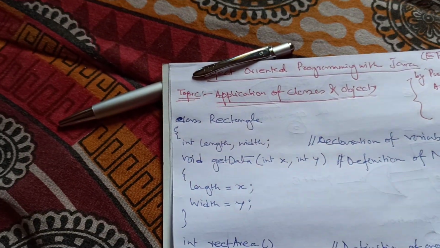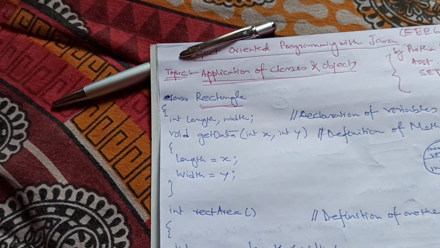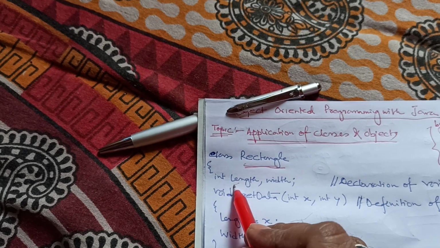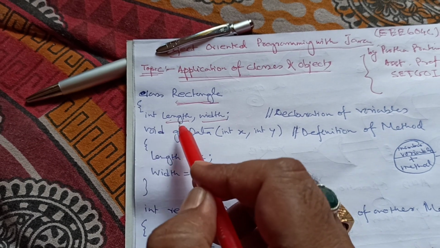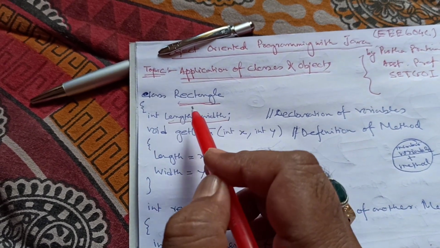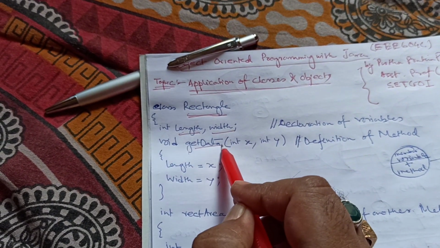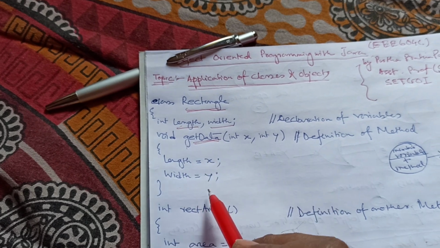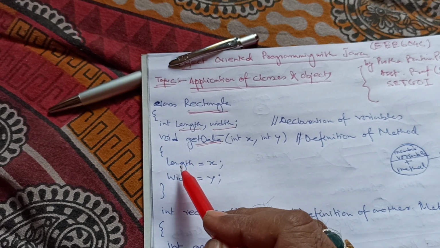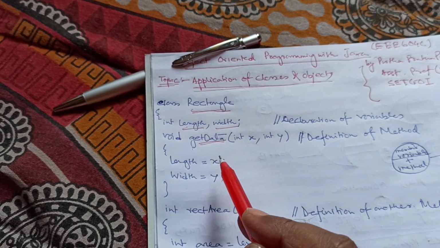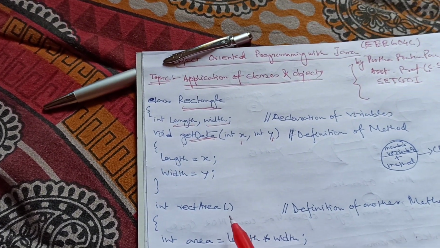Now here we are creating a class. The name of the class is Rectangle. These are the member variables, length and width. We are declaring them as int length and width. Both of these are integer variables. Now this is a method whose name is getData. With the help of this method we will access the values of the variables length and breadth with the help of the variables x and y.